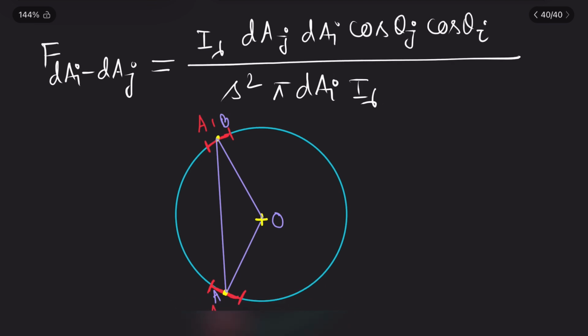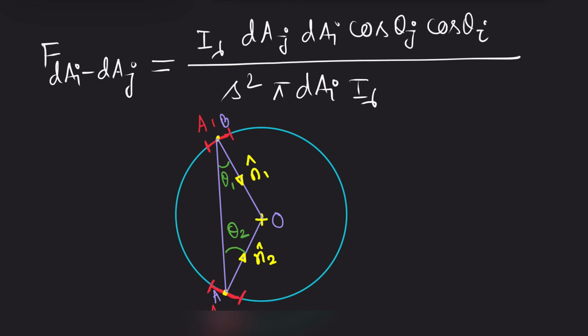Next, see the surface normal of A1 is in this direction only. So this is the direction of N1 cap, and this is the direction of N2 cap. Clear? That means from our definition of theta i and theta j, this will be our theta 1 and this will be our theta 2. You can revisit the previous drawing also, and from there you will get to know that.